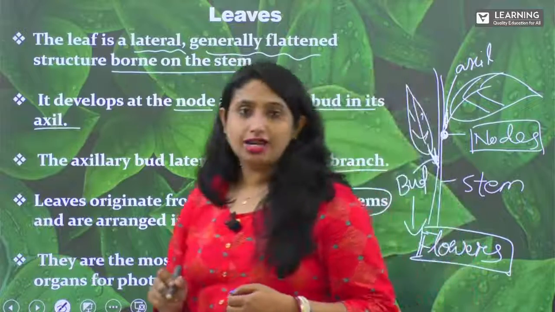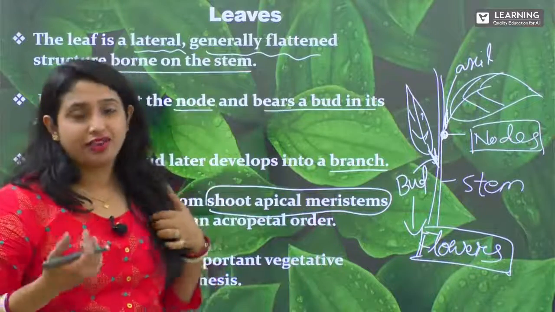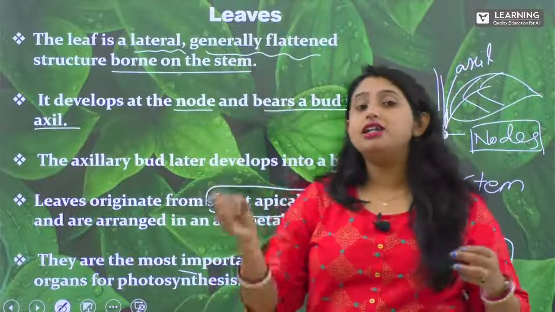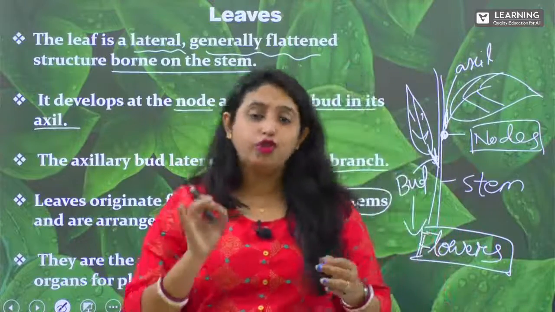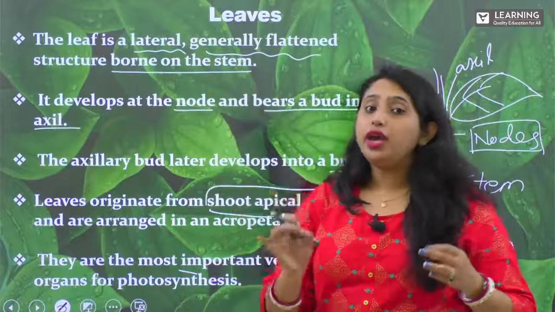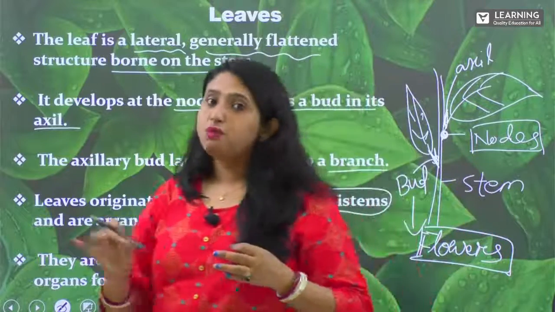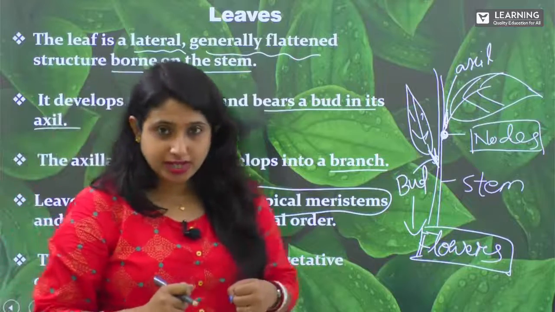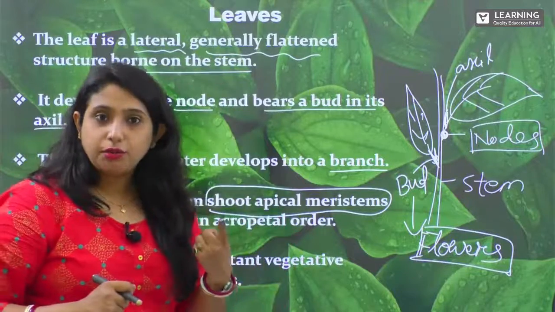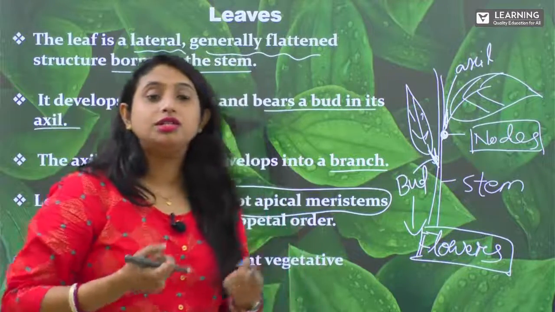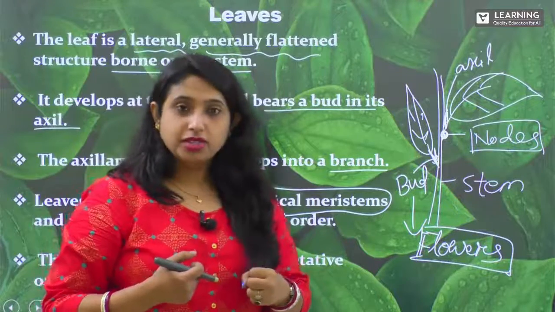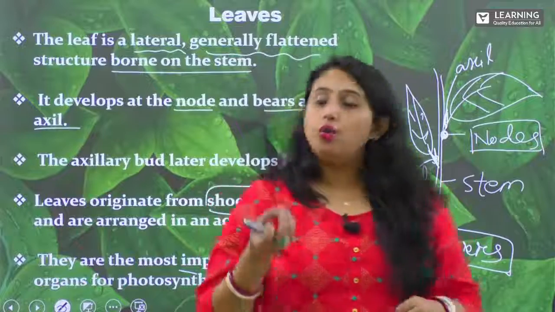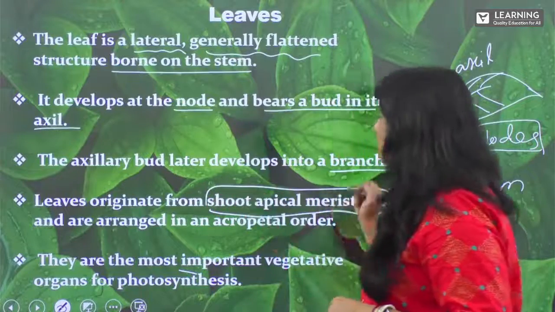Now, in the last class, I explained the meristematic cell, right? These are the cells which have the capacity to divide actively. In plants, there are three types of meristematic cells: one is the apical meristem, the second is the intercalary meristem, and the third is the lateral meristem.